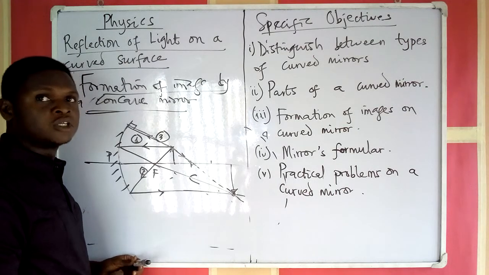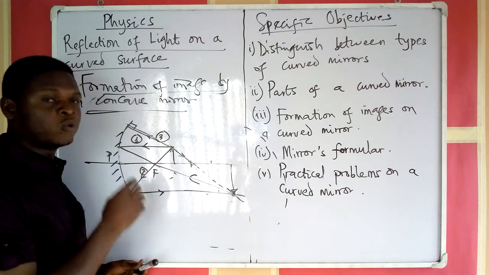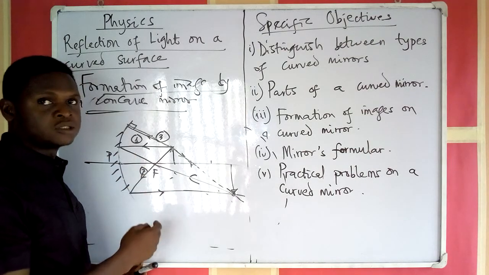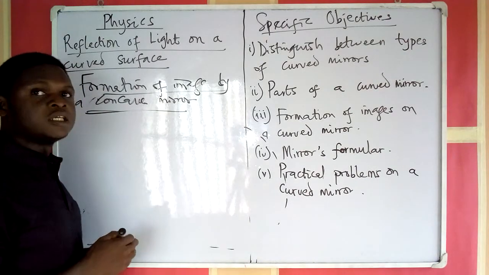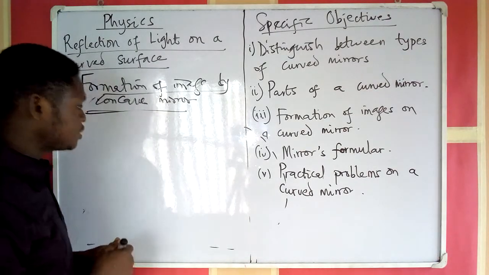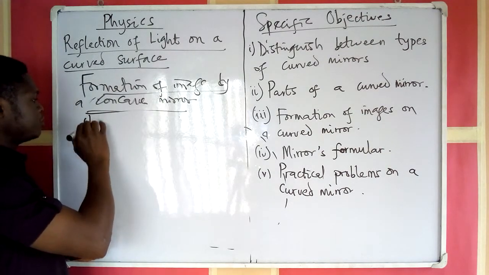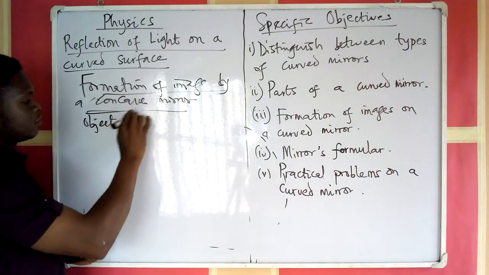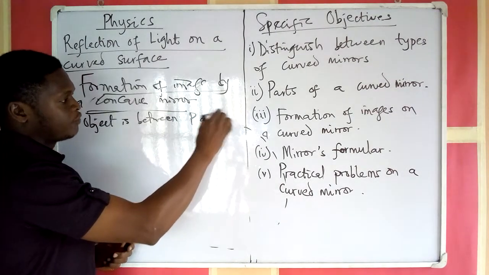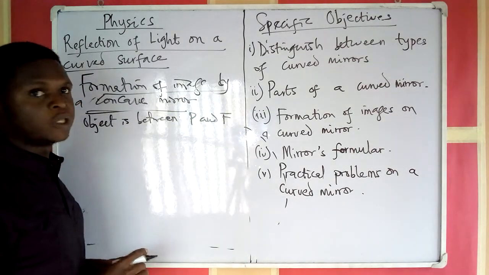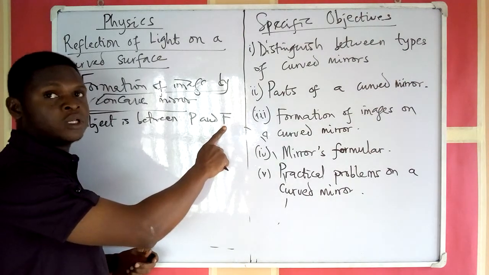So as we go along, you will appreciate and see what the properties of images will look like when we begin to change their position as we go ahead. Okay, the first one we are going to consider is when the object is between the pole and the principal focus. So the object is between, I will call it P and F. Remember we have been using this before for some time now. Sorry, this is the pole and this is the principal focus.